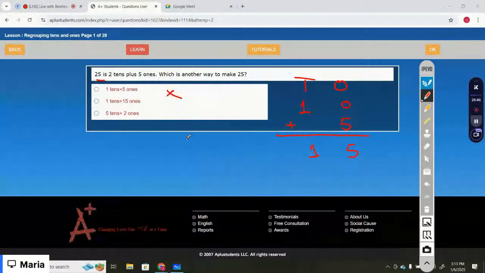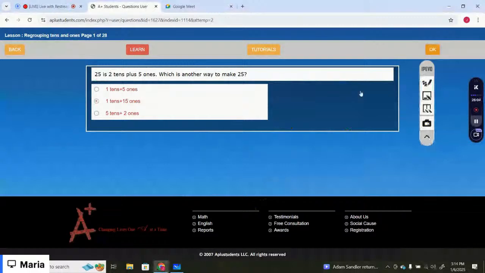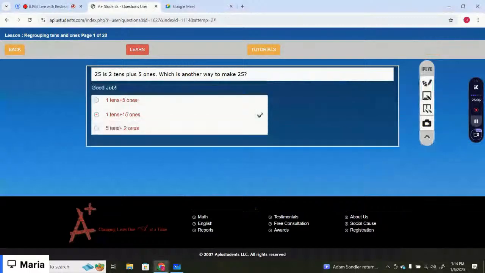Look at the second one, 1 ten and 15 ones, right? So when you add them, they make 25. So option number 2 is the correct option. The correct option is option number 2, that is 1 ten and 15 ones. They make 25. Got it?